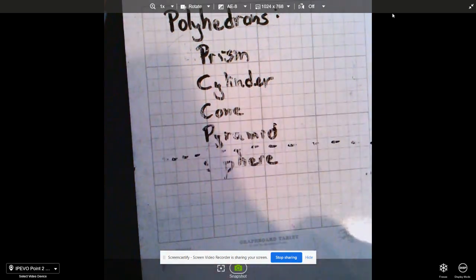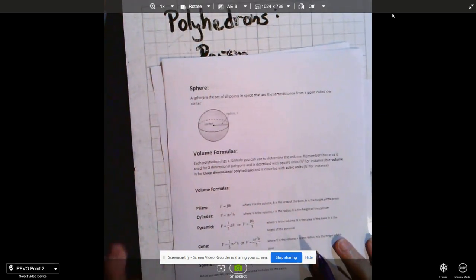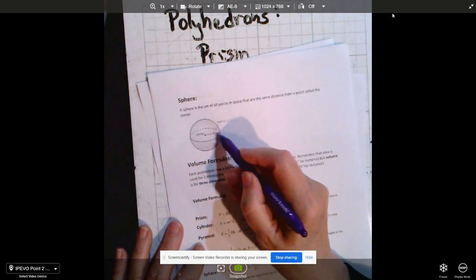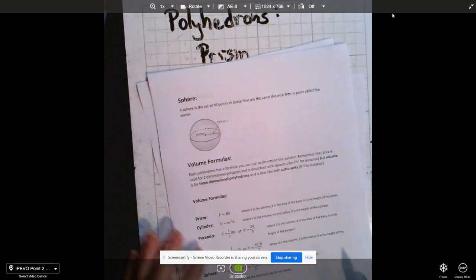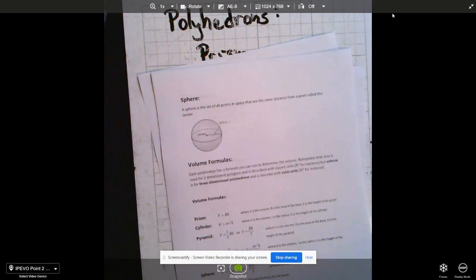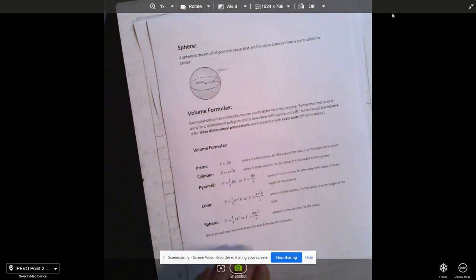And the sphere, again, I think you're familiar with the sphere. It's just like a basketball, right? The world, whatever. Again, it's going to have a radius, or if it goes all the way through, it will have a diameter. And there are different volume equations for each one of these.